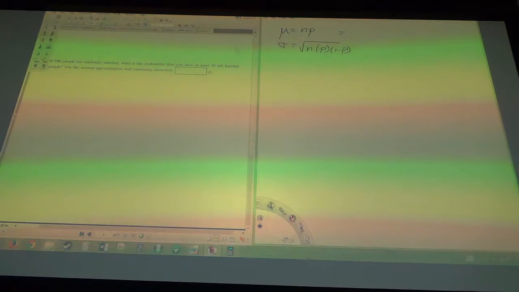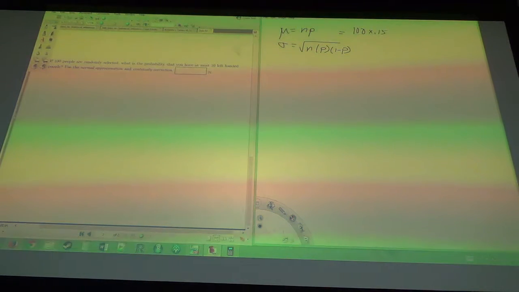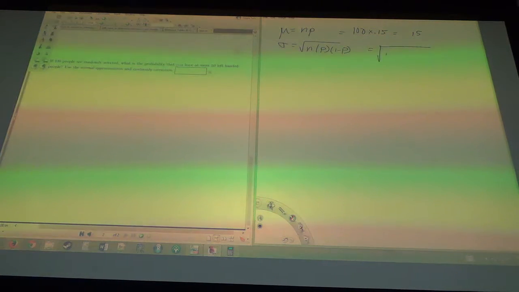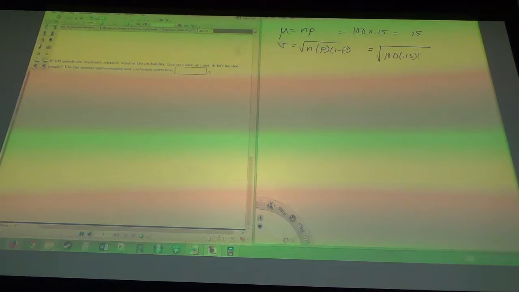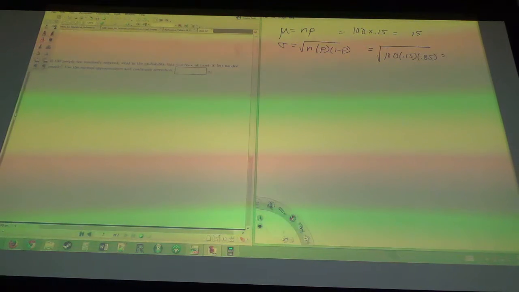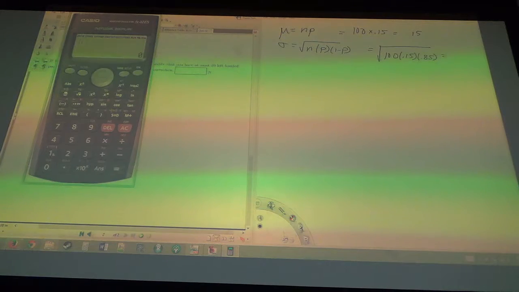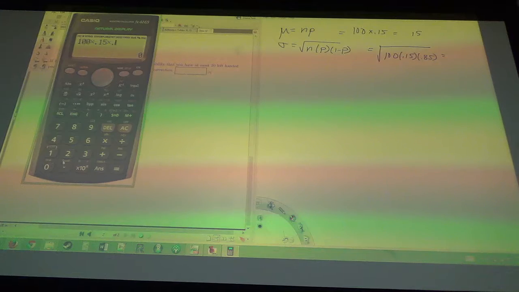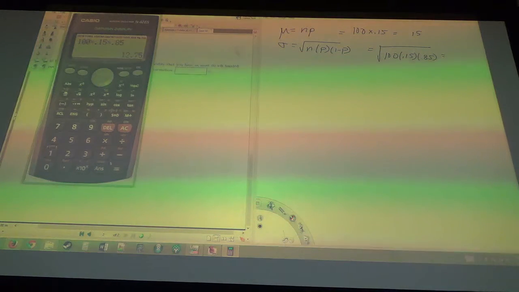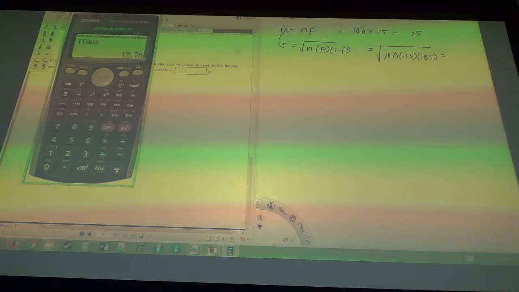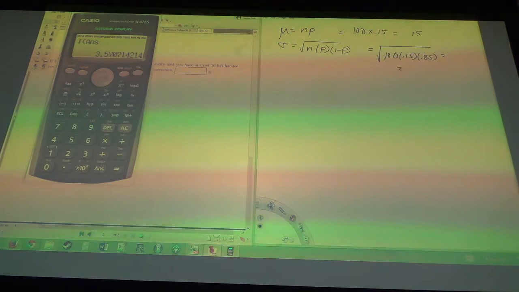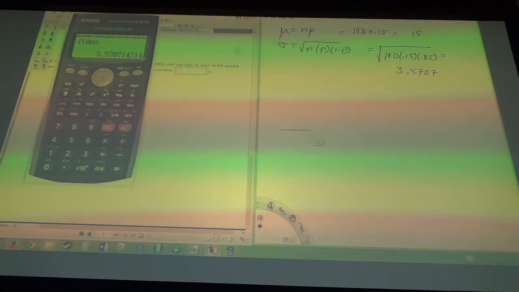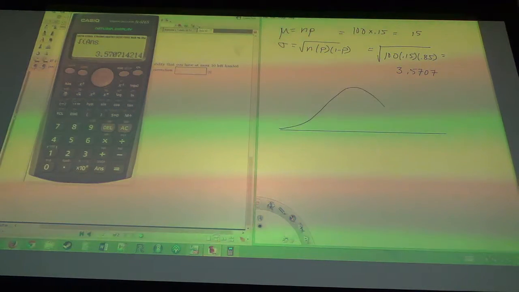All right. So in this case, n times p is going to be 100 times 0.15, so we have that equal to 15. And here I've got the square root of 100 times 0.15 times 0.85, and that's going to give me something else. So let's see, 100 times 0.15 times 0.85. Okay, and then I'm going to take the square root of that answer, and I get 3.5707. Okay. Now I have a normal model to deal with.